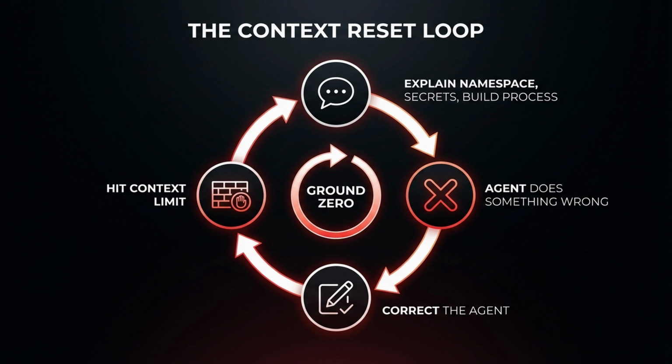So how does this work with vibe coding? Let me tell you how I use it. I have a project deployed to Kubernetes. With every single context, I re-explain which namespace to deploy to, where the secrets live, how to build, and then the agent still confidently does something wrong. And I correct it, and then we hit the context limit again. Back to ground zero, and it just repeats.